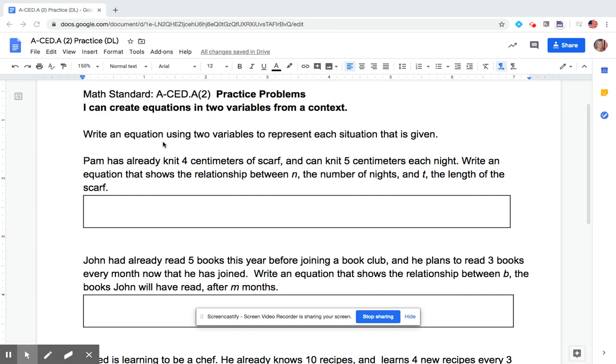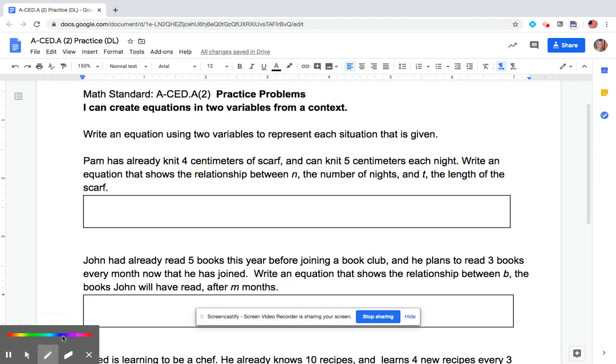This video lesson is about writing equations in two variables to represent a contextual situation. I'll read the problem out loud. Pam has already knit 4 centimeters of scarf and can knit 5 centimeters each night. Write an equation that shows the relationship between n, the number of nights, and t, the length of the scarf.